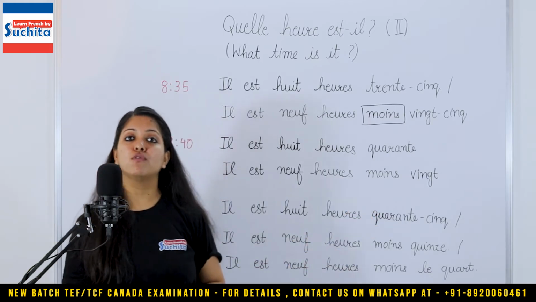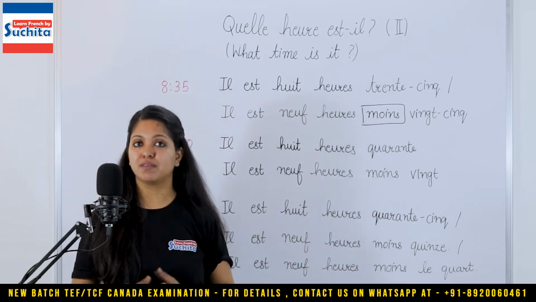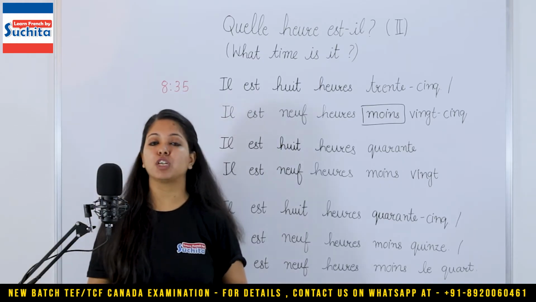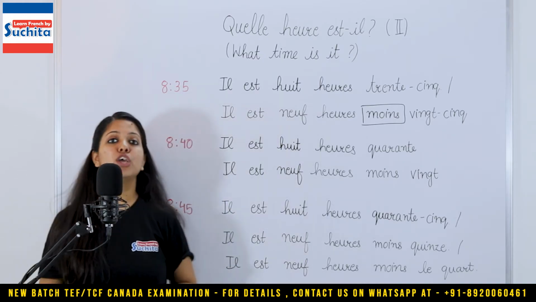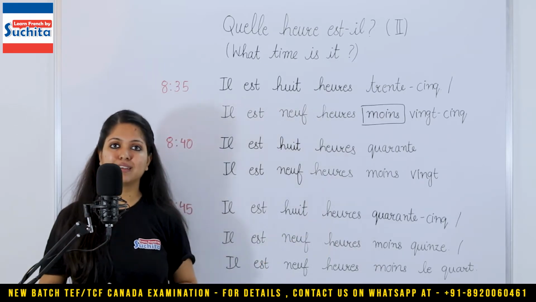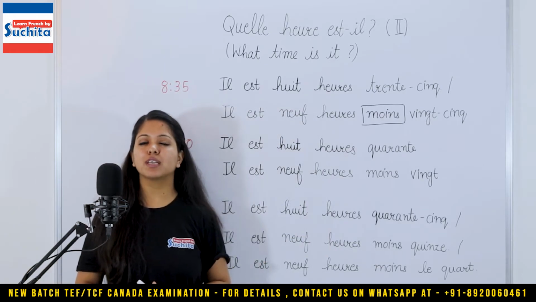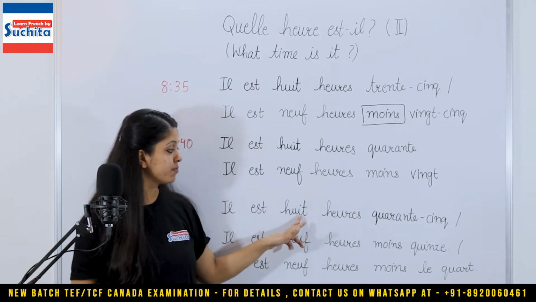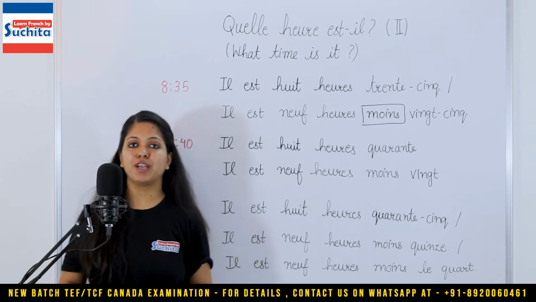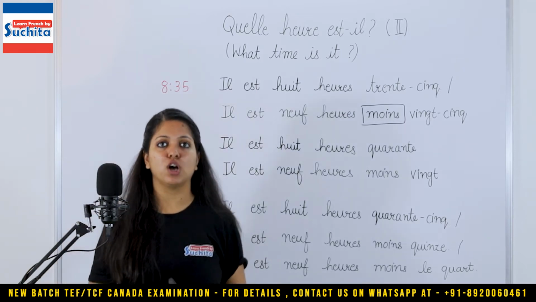Il est 9h moins 20. Très bien. On continue avec 8:45. So you say, il est 8h45. Il est 8h45. So that is, because it is 8 o'clock 45. So you say, il est 8h45.